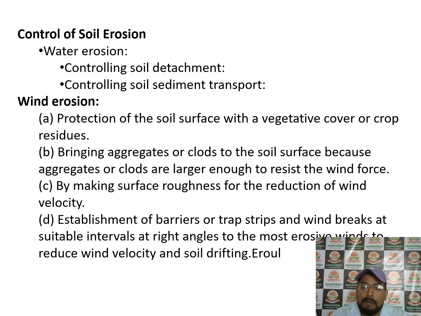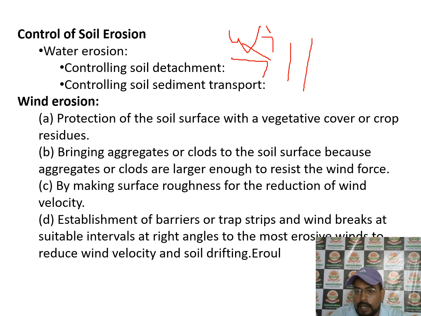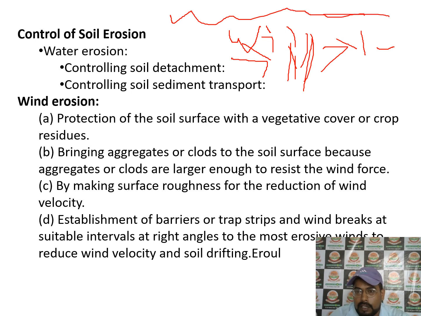First is water. Water control means controlling soil detachment and controlling sediment transportation. That means creating an embankment in the direction of movement of water, which decreases the intensity of the water. Create sloping lands, undulating and facing, and so on.